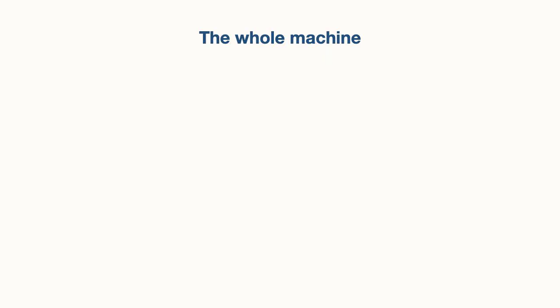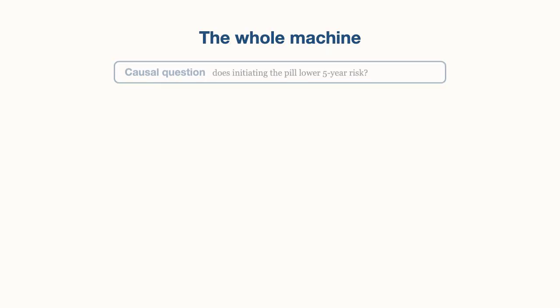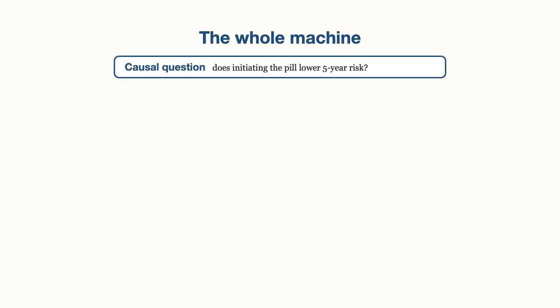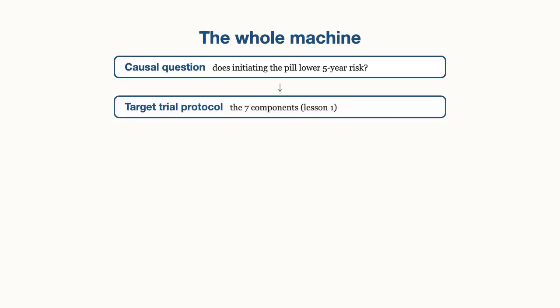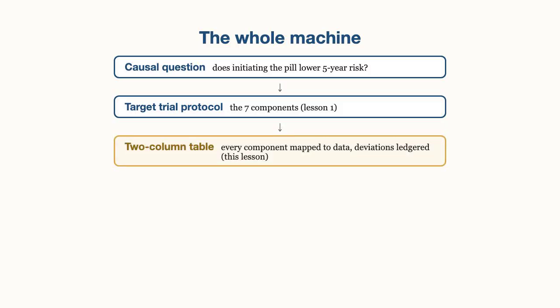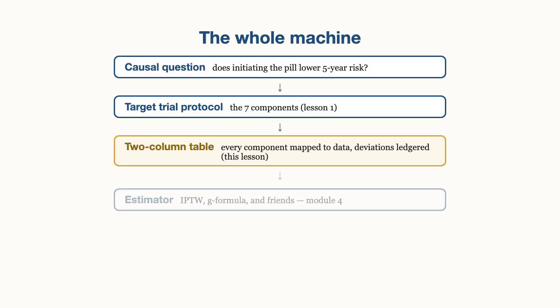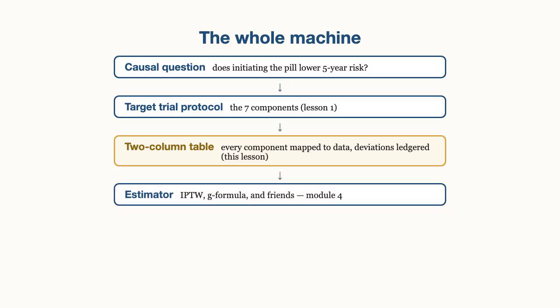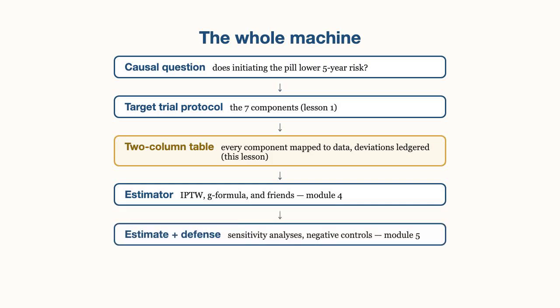Step back and look at the whole machine. A causal question, posed as a target trial protocol, 7 components, mapped to data by the 2-column table, deviations ledgered. Fed to an estimator, that is Module 4. Shipped with its defense, that is Module 5. This is why target trial emulation papers are readable. The reader audits a table, not a forensic reconstruction.